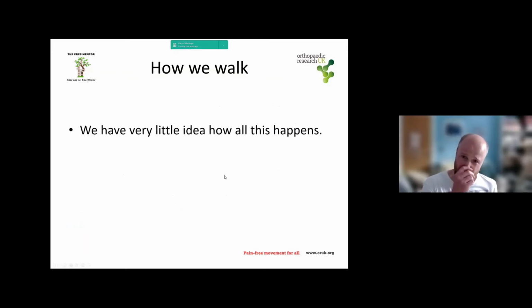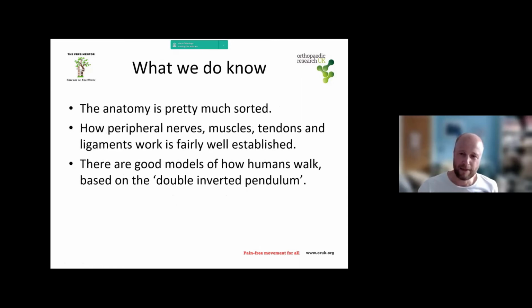But we don't really know how it works. There's a surprisingly little amount we know. So this is the stuff we do know. We know about the anatomy. We know where every bone is. We know where every joint is. We know where every muscle is.